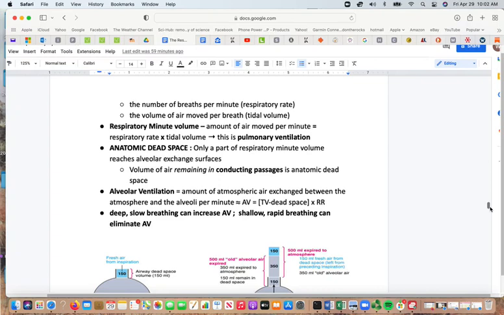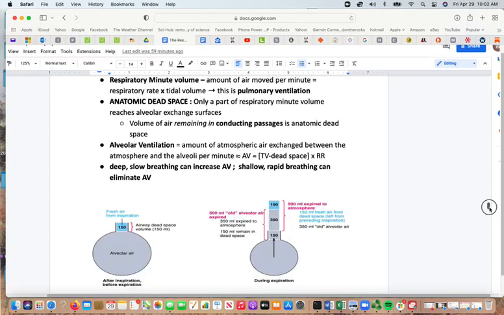Anatomic dead space is the part of the respiratory minute volume that does not reach the alveolar exchange surface. So the volume of air that remains in the conducting passages is considered anatomic dead space. Alveolar ventilation is the amount of air that is exchanged between the atmosphere and the alveoli in a minute. So deep, slow breathing can increase alveolar ventilation. Shallow, rapid breathing can decrease alveolar ventilation.